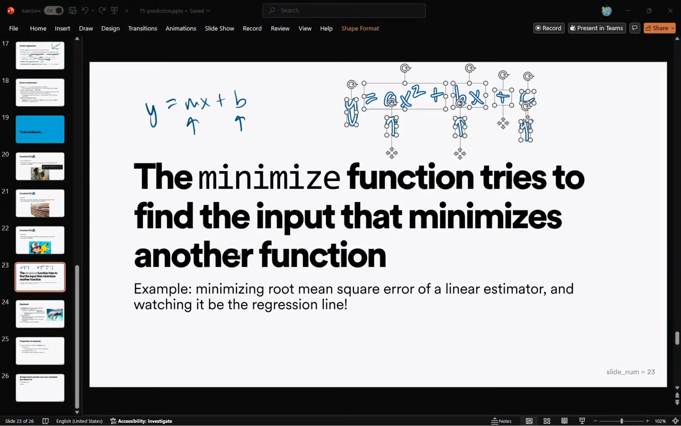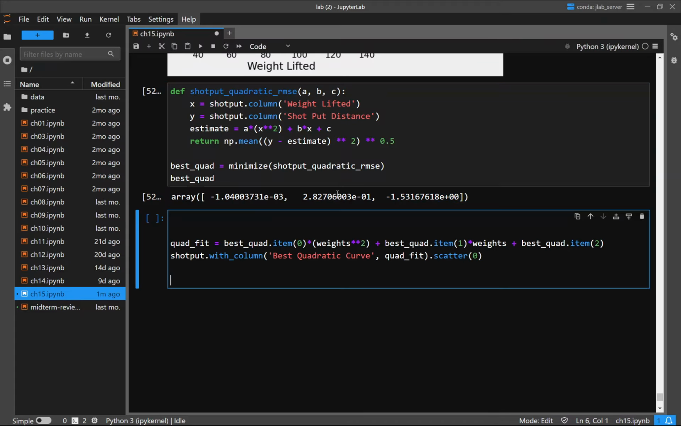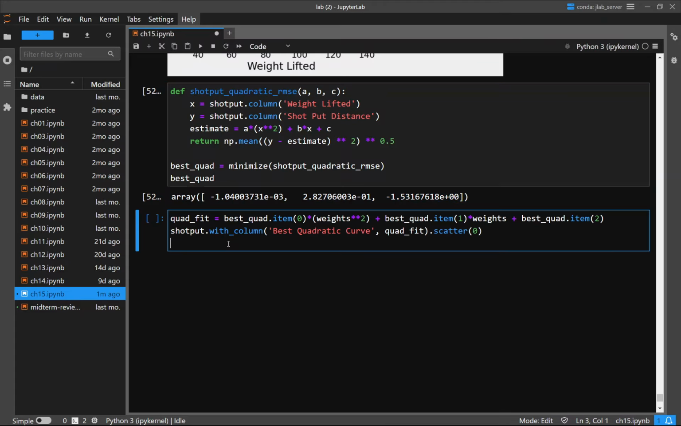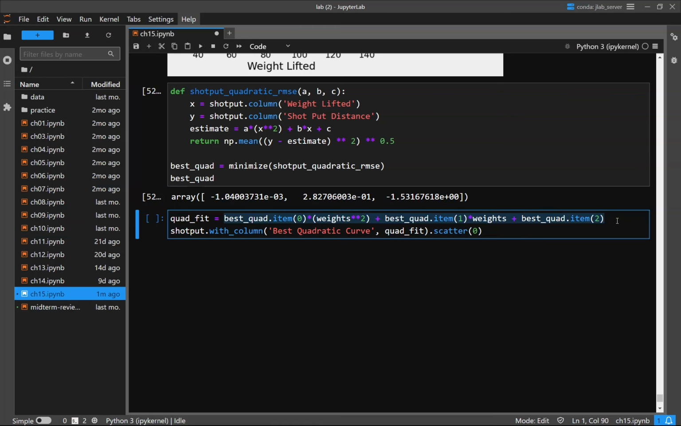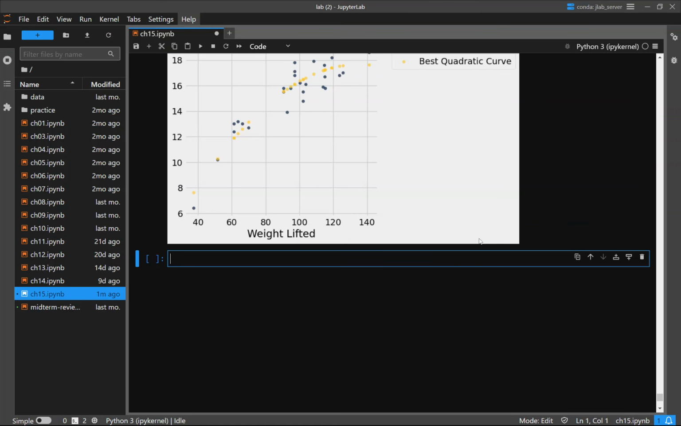So here I am cheating and taking some code because it's doing the same stuff. All right, this first thing, item 0 was the A value, item 1 was the B value, item 2 was the C value. So here I am producing the values right there for all the weights. And I can make a scatter plot of that.